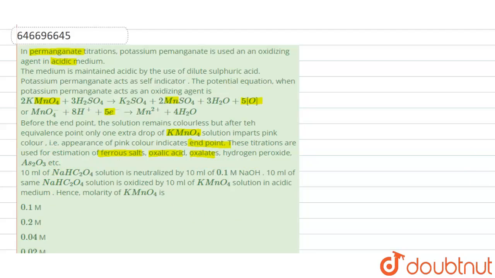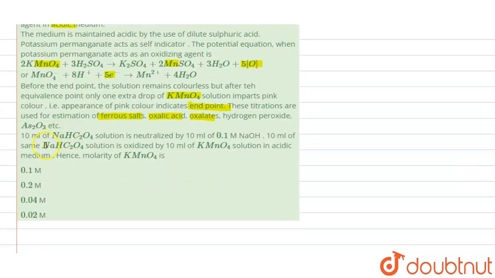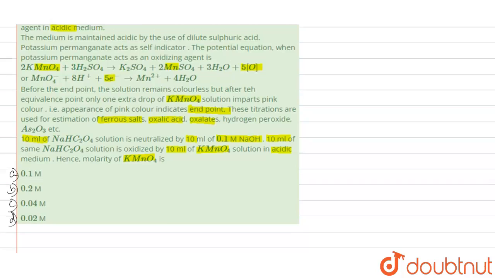Now let us move to the question. The question over here is: 10 ml of NaHC2O4 solution is neutralized by 10 ml of 0.1 molar NaOH. Now 10 ml of the same NaHC2O4 solution is oxidized by 10 ml of KMnO4 solution in acidic medium. So the molarity of KMnO4 is, and we have 4 options over here: A, B, C and D. So now let us first solve the question.